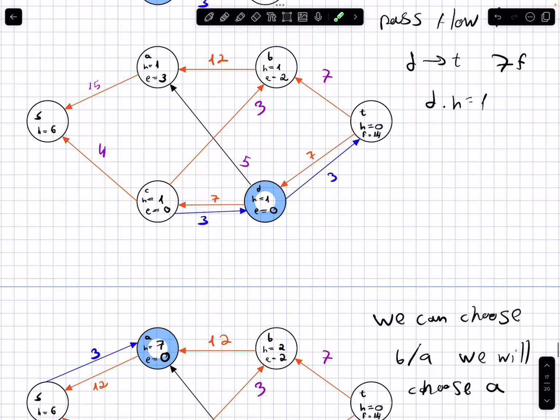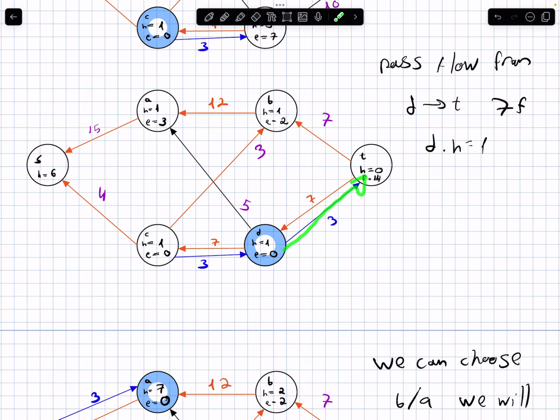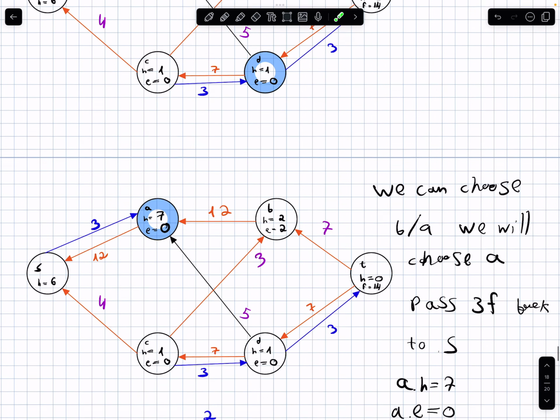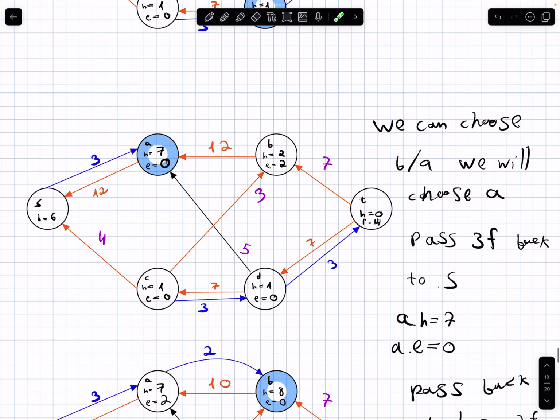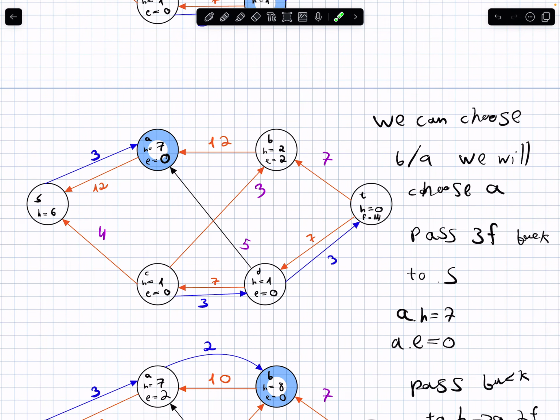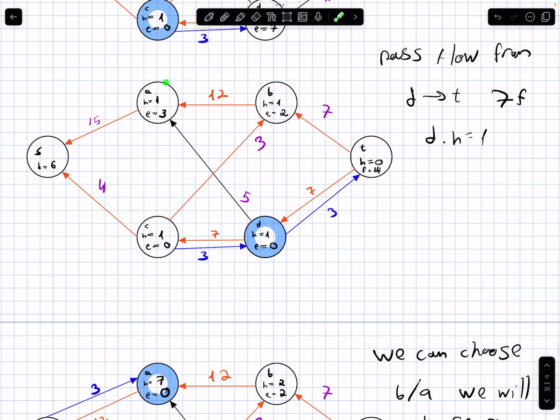What we see now is after we finish this one, we will have to look back at all the nodes we have and basically adjust the height. So what we can see is A can push back 3 axes back to S. And then we increase the height of A to 7. Why 7? Because it's S plus 1.